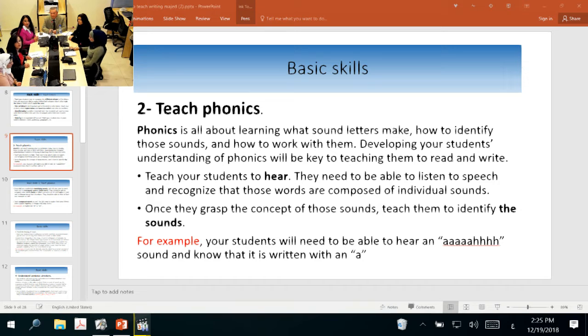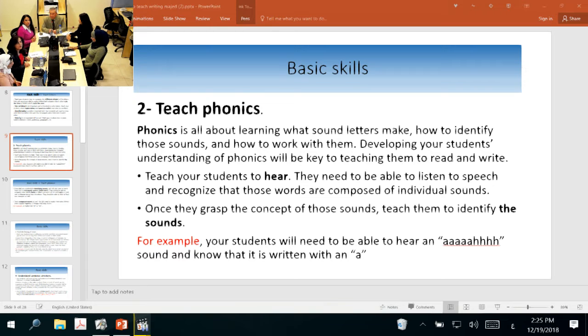Phonics is all about learning what sound letters make, how to identify those sounds, and how to work with them. Developing your students' understanding of phonics will be key to teaching them to read and write. So it's important just to teach them the pronunciation of the words, the sounds. The sound of the word, of the letter.